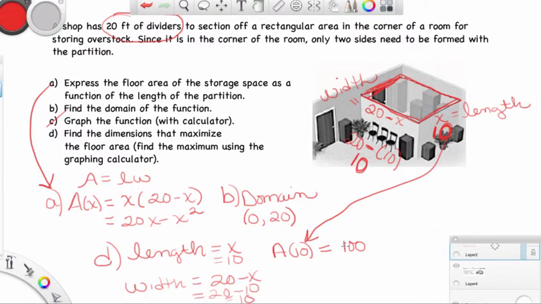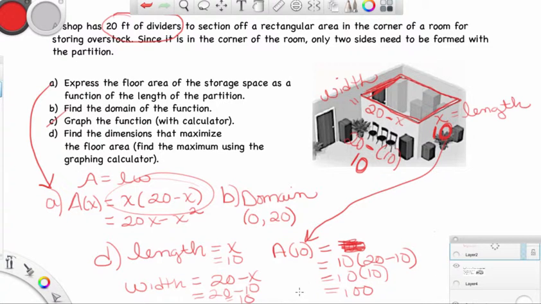And I probably should have just plugged that in first to the area formula. So let's do a do-over here. Area equals 10 times 20 minus 10. I'm getting that from right there. And that's 10 times 10, which is 100.